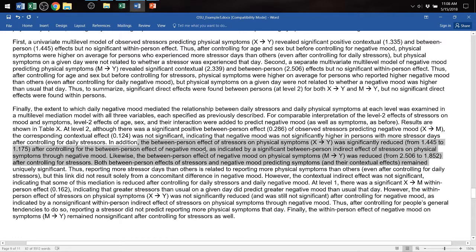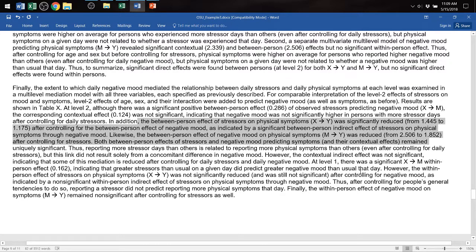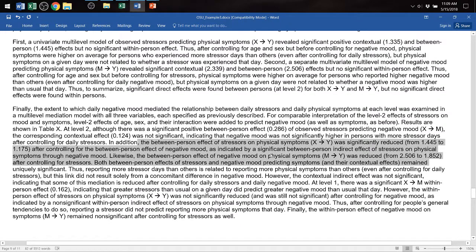I know that those numbers are different because of the significant between-person indirect effect. The other way of saying that would be to focus on the M to Y relationship and how that changed. It went from 2.5 to 1.8 after controlling for stressors. And so we would talk about what happened between and what happened within as well. Within, there's not much to say. So in this story, all of the mediation was between persons, none of it was within.